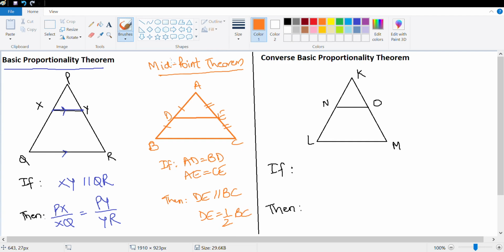So the midpoint theorem is a type of basic proportionality theorem where the ratio in this case is 1:1. So the ratio remains the same, which means it's dividing it into two equal halves.